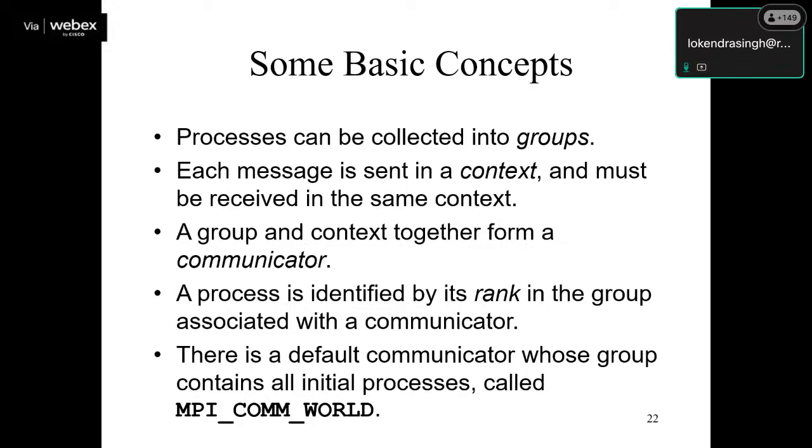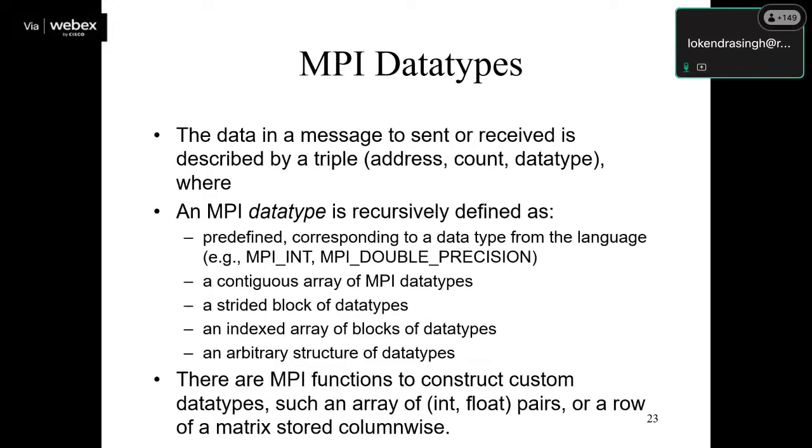A process is identified by its rank. Every process has its unique rank from 0 to size minus 1. There is a default communicator whose group contains all initial processes, called MPI_COMM_WORLD. That is the default communicator group. So these are the MPI basics.